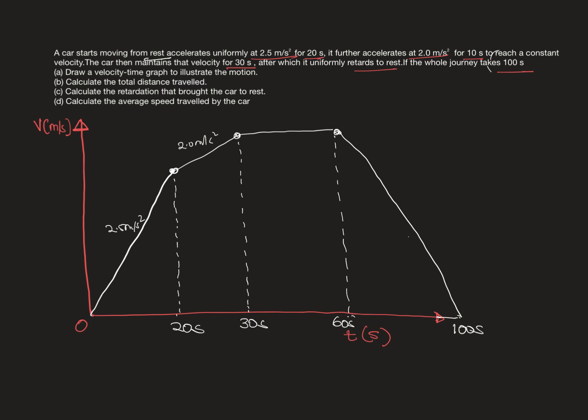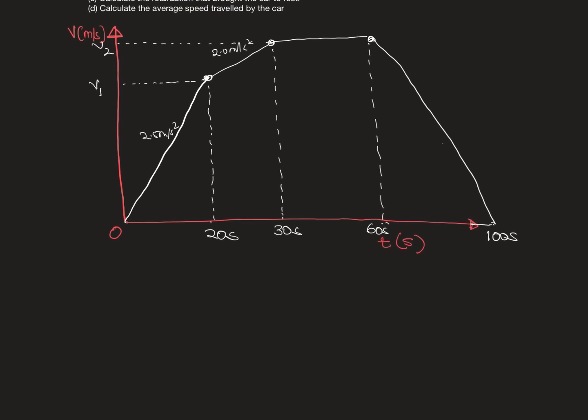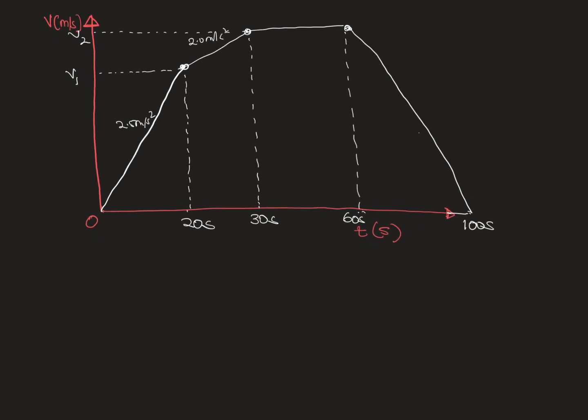Okay, so we need to find the velocities. For the first acceleration, we need to know the velocity that has been reached. Let's call that v1. And then the second velocity, let's call it v2, at the end of the second acceleration. Okay, all right, so using v equals u plus at, we can say v1 equals u1 plus a1 t1. That is the first event.